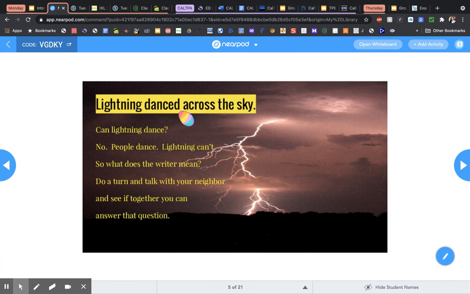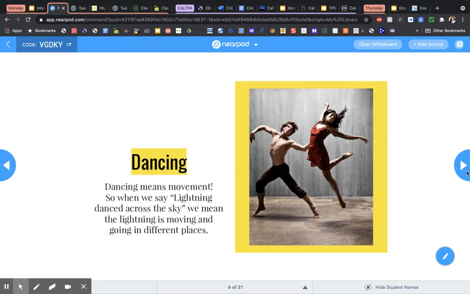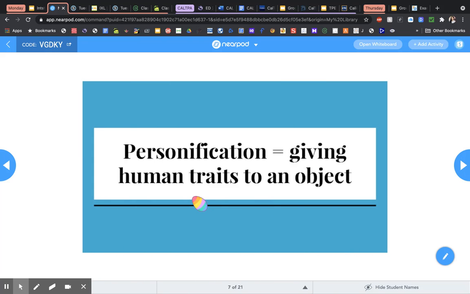The writer could say lightning struck the sky, but that is not as fancy as saying lightning danced across the sky. So again, that is a use of figurative language because we don't mean that the lightning literally danced like a human does. We mean it similarly danced. We're comparing it to the action verb dance like a human does. Okay, so it's not to be taken literally. We are to find meaning out of that.